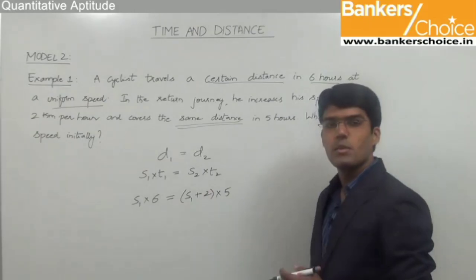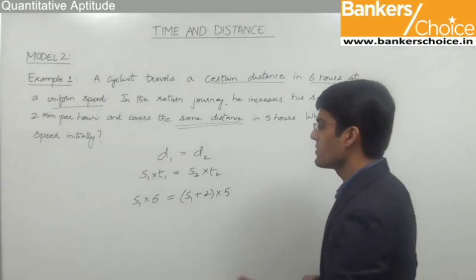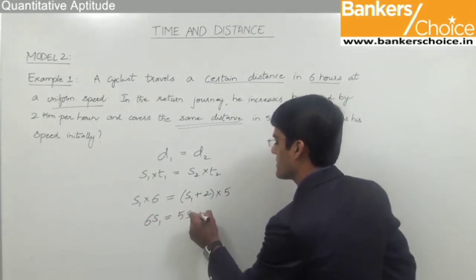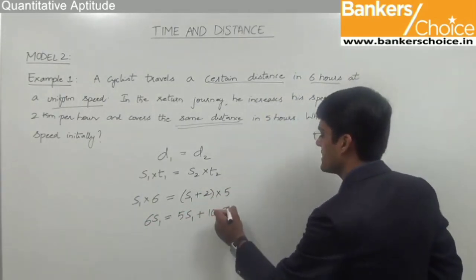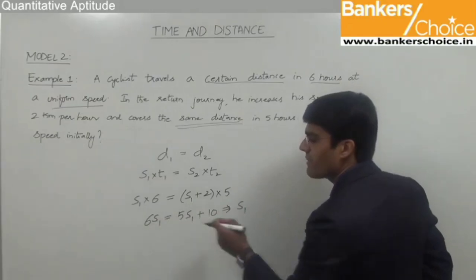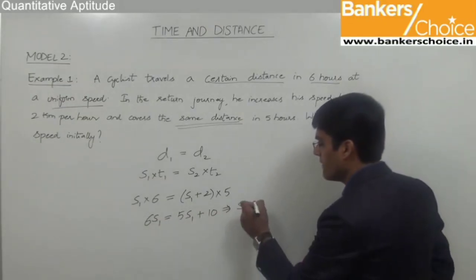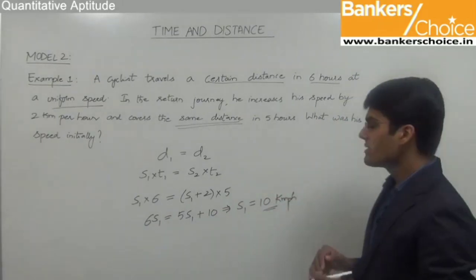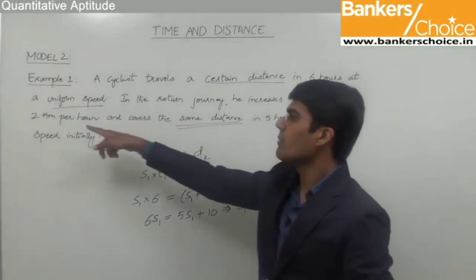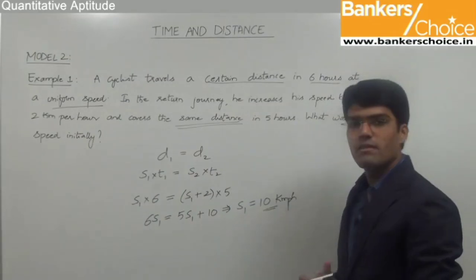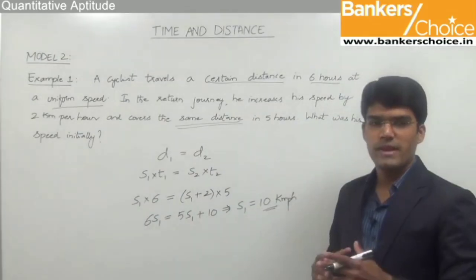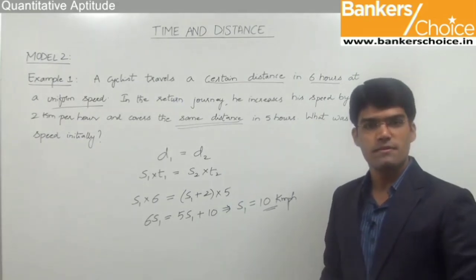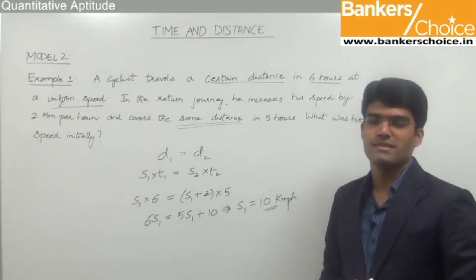So by simplifying this equation, we can find out the initial speed. So here 6S1 is equal to 5 times (S1 plus 2), that is 5S1 plus 10. So from this we can say that 6S1 minus 5S1, that is S1, will be equal to 10, and that is nothing but 10 kilometers per hour. Why? Because the units mentioned in the question are kilometers per hour. So we can say that the speed that we have obtained is 10 kilometers per hour. So friends, this is how we can solve these types of questions, by simply equating the distance in the two different cases and finding out the required answer.